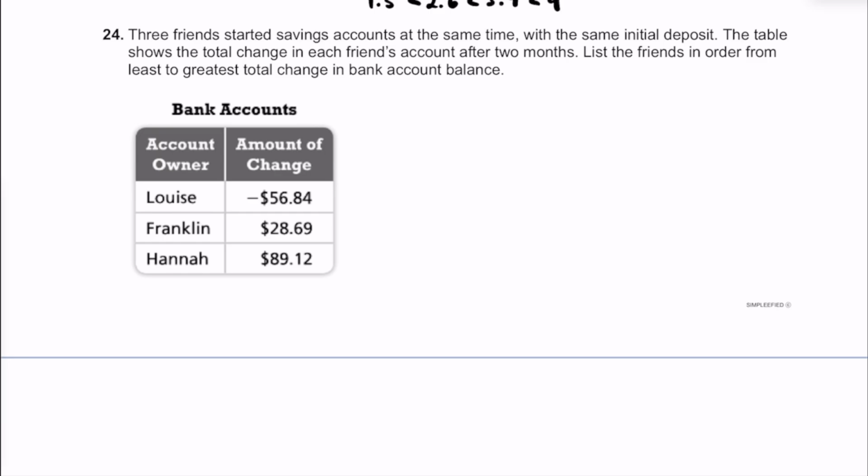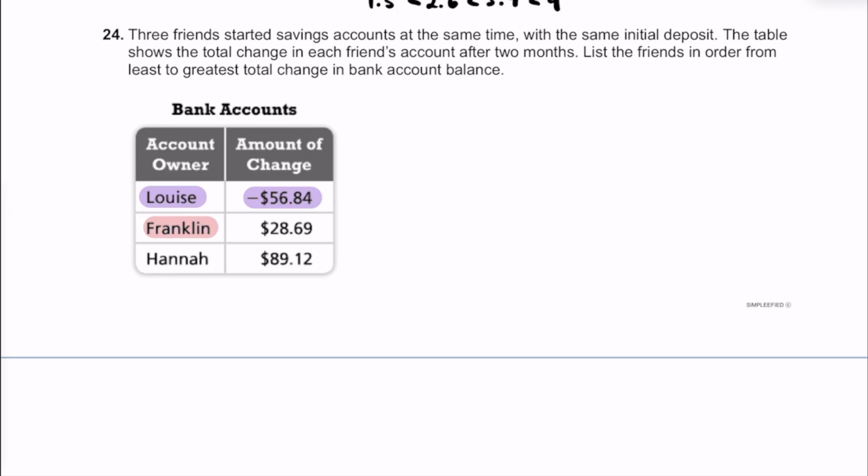So first of all, keep in mind that each of these amounts here are not how much they have in their bank account right now. It's the amount of change here, right? So if we take a look at this first person, Luis, after 2 months, it could have gone up and down over time. However, at the very end, we know that she just has $56.84 less than what she had initially.